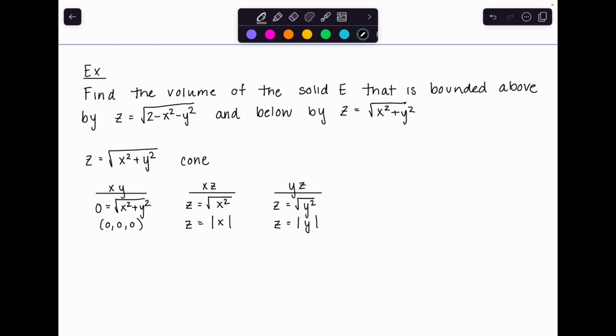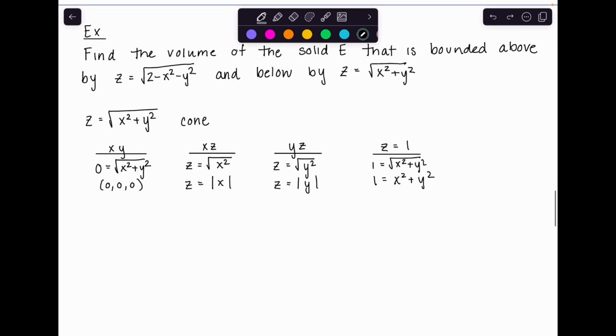And because the xy trace was useless, let's go ahead and figure out when z equals 1 what the shape looks like. So it gives you 1 is the square root of x squared plus y squared, which gives you a circle. Okay? So in the xz and yz directions, we have these sharp absolute value functions that look like this. But then in the xy direction, we have circles. So this creates that cone.